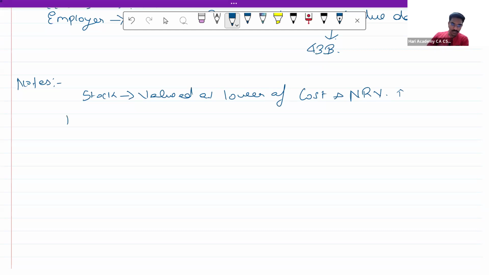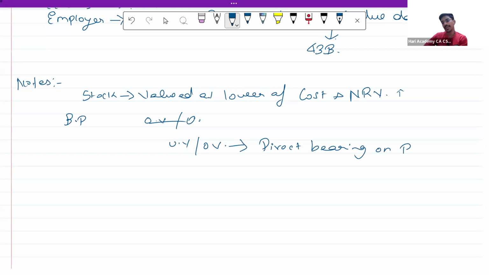So first we have to find out what is the effect on book profit. Undervaluation or overvaluation of stock has a direct bearing on P&L account net profit. Correct? So what is our point is, we have to remove the effect of this wrong reporting.